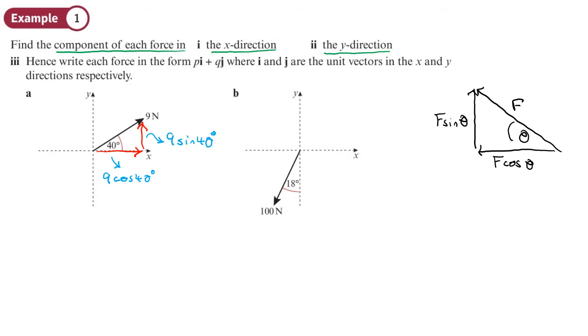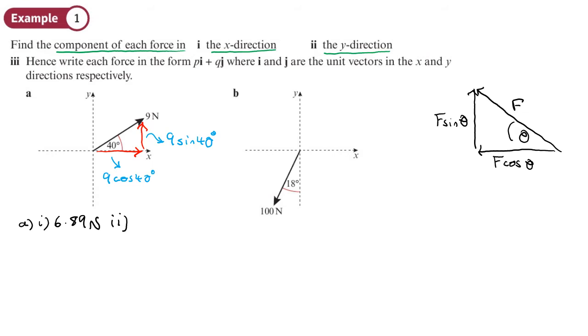to 3 significant figures. So part A, the X direction, so the first part of that is going to be 9 cos 40, so let's work that out. 9 cos 40 to 3 significant figures, that will be 6.89 newtons. And the Y direction, 9 sine 40.